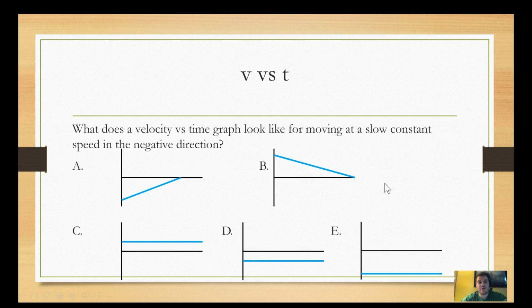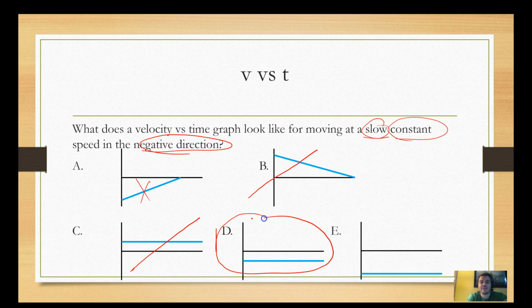Here's a question to check your recall. Which of these graphs shows moving at a slow constant speed in the negative direction? So first let's talk about negative direction. I would need to have a negative velocity. So B and C are eliminated. I'm then told that after saying this negative direction, that I'm moving at a constant rate. Constant means I cannot have a changing velocity, so that leaves D and E. For slow, D has a value closer to 0 than E, so D would have a slower velocity. The answer would be D.